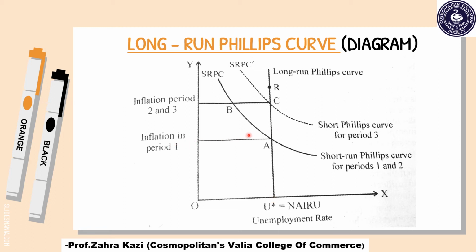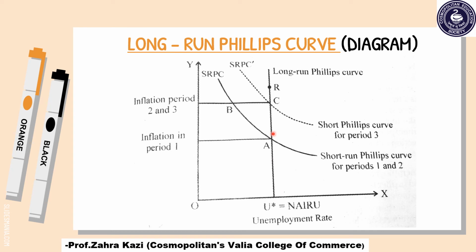Now in period 1, that is in the first period, if you observe, the inflation rate is at this level while the unemployment rate is at NIRU. How do we know this? This is shown through the intersection of SRPC, which is shown through point A. So point A clearly shows that the inflation level is at this level while the unemployment rate is at NIRU.